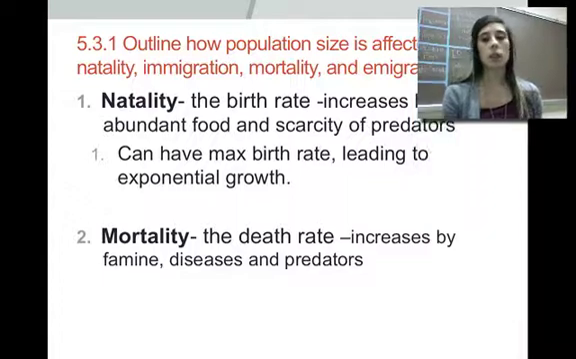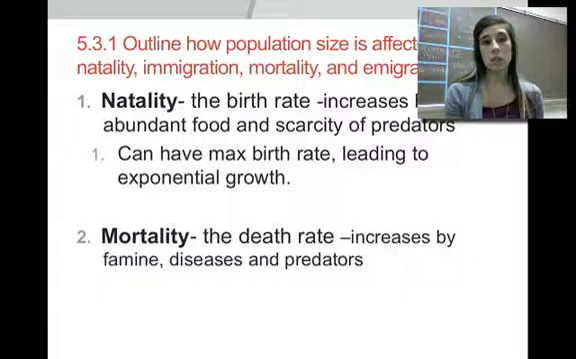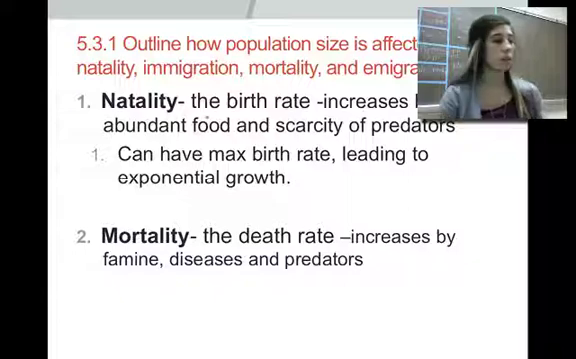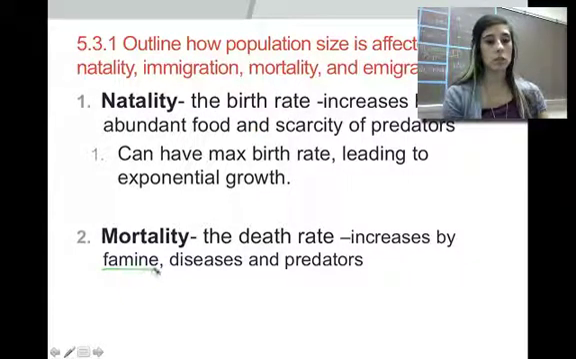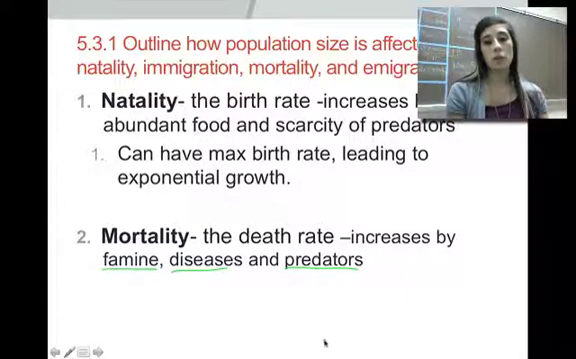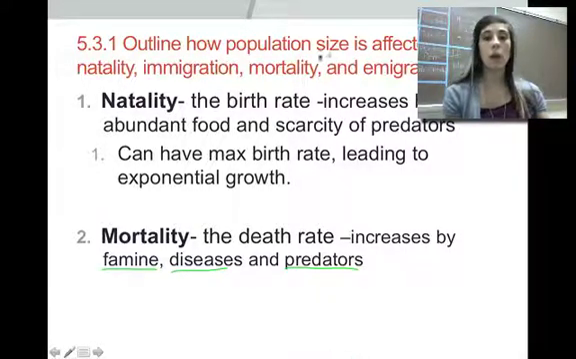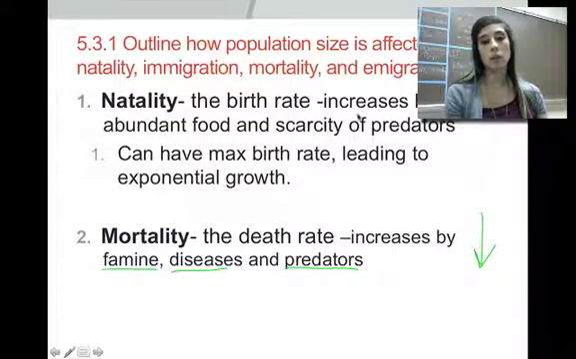Next we have mortality. This can affect our population size, and mortality is death rate. So natality is birth, mortality is death, and the rate itself may increase and decrease, but we see the mortality rate, the death rate, actually increasing because of famine, diseases, and predators. With these three things, you're going to see that death rate increase. Therefore, the population size possibly could decrease. It's going to depend on all of these factors working together.